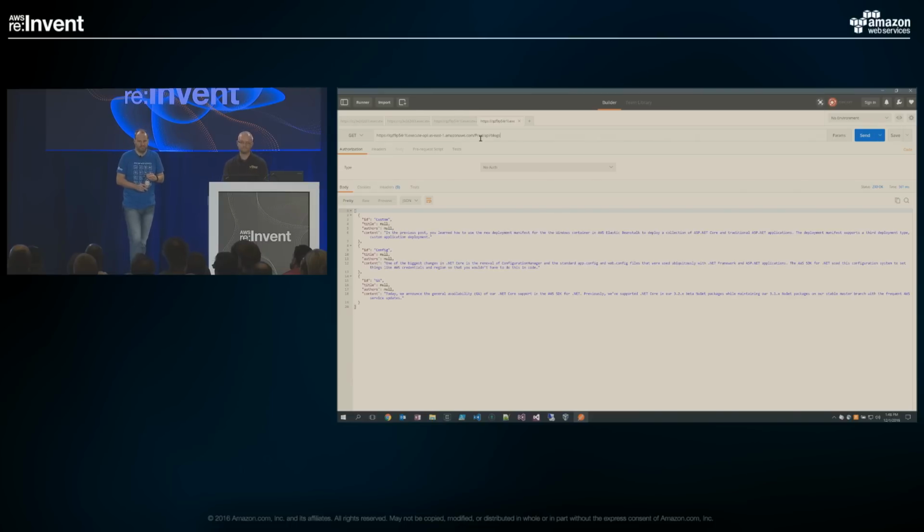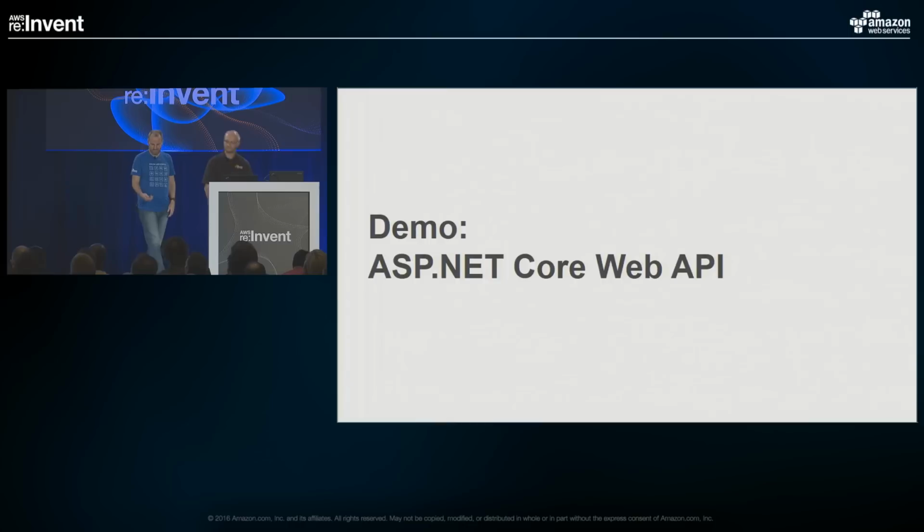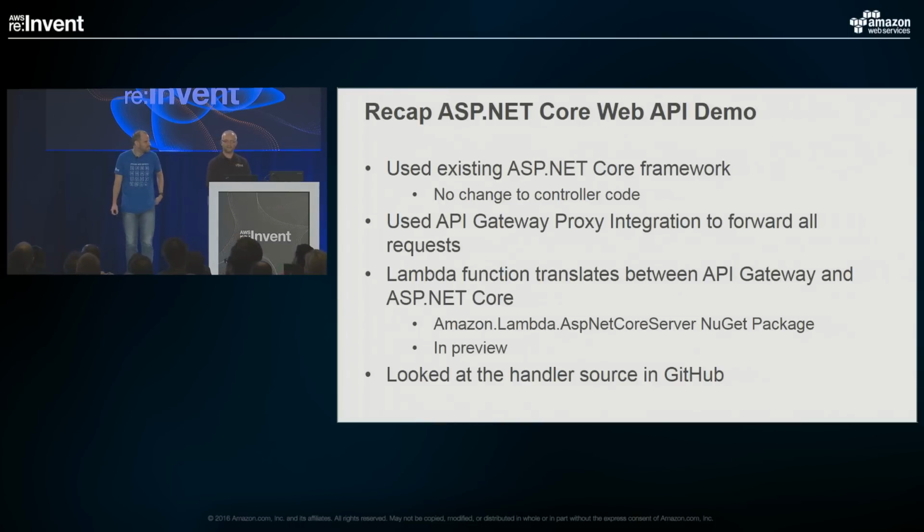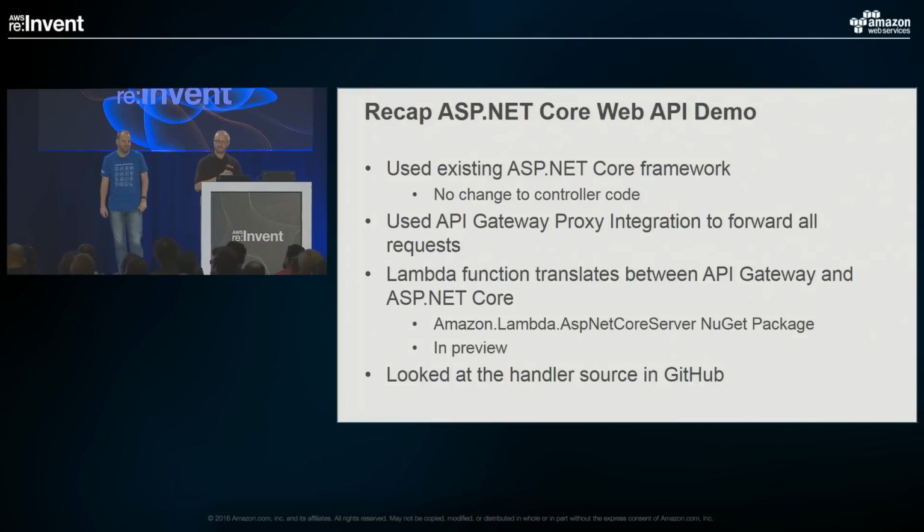Let's recap. We took the ASP.NET Core Web API project and made very few changes to it. We didn't change the controllers at all. We deployed it, used API Gateway proxy integration as our front end, through to Lambda, through to our controllers, using that new NuGet package that we published this morning. The handler source code and everything is all there on GitHub. And again, check out that GitHub repository and let us know what you think.